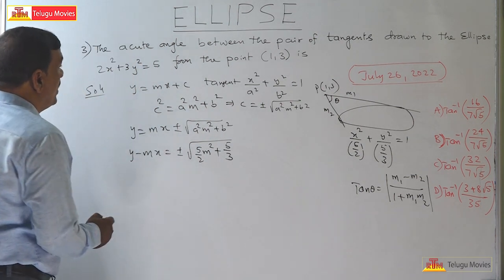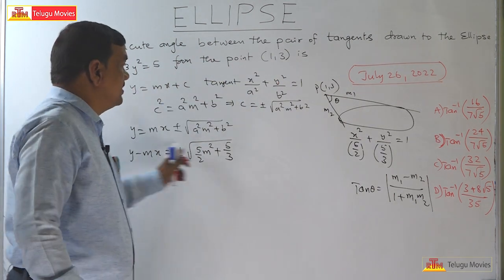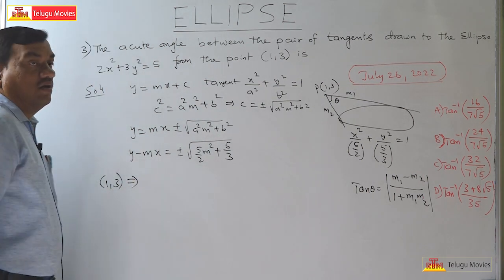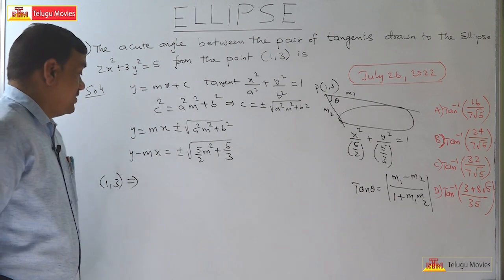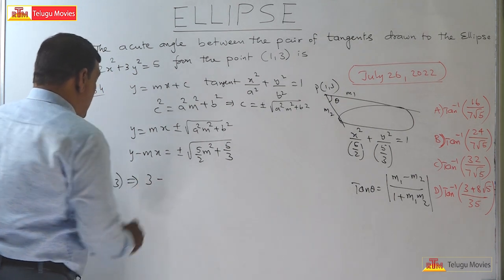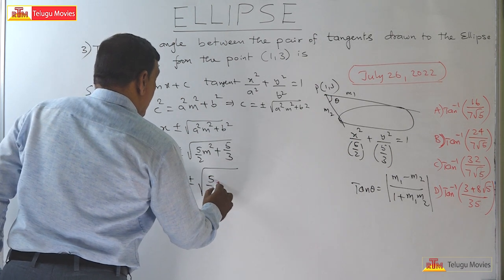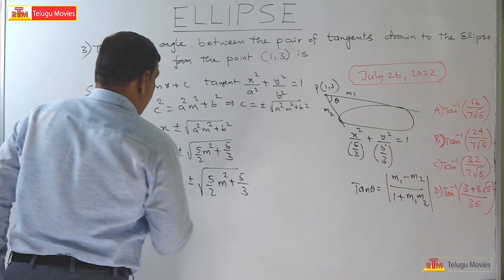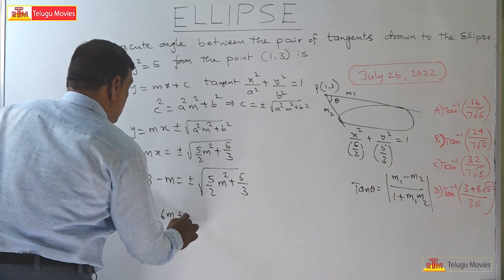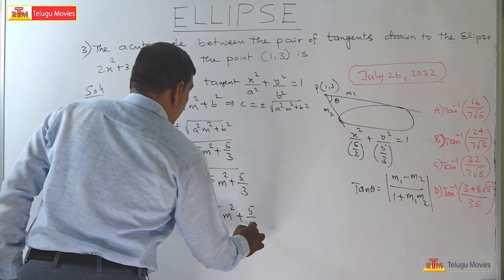Any more conditions, we have to use this condition: this tangent passes through the point (1, 3). So the x value is 1 and the y value is 3. So 3 − m = ± √((5/2)m² + 5/3). Now squaring on both sides: 9 − 6m + m² = (5/2)m² + 5/3.